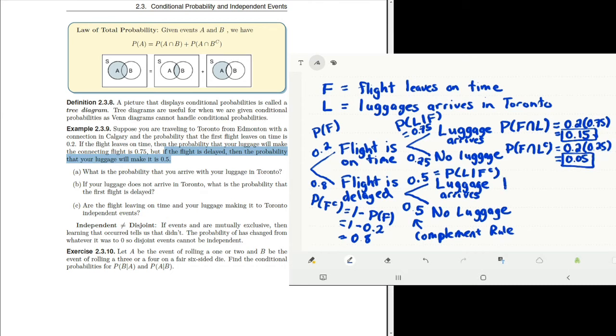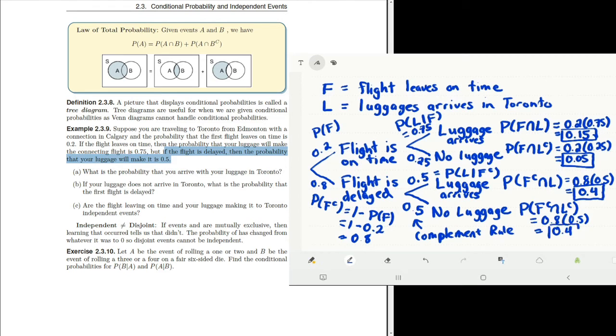So now let's find the probability that your flight is delayed, which is the bottom branch, and your luggage arrives in Toronto. So here we multiply 0.8 by 0.5, which is 0.4. And lastly, let's find the probability that your flight is delayed and you don't arrive with your luggage. And this will be 0.8 times 0.5, which is 0.4.